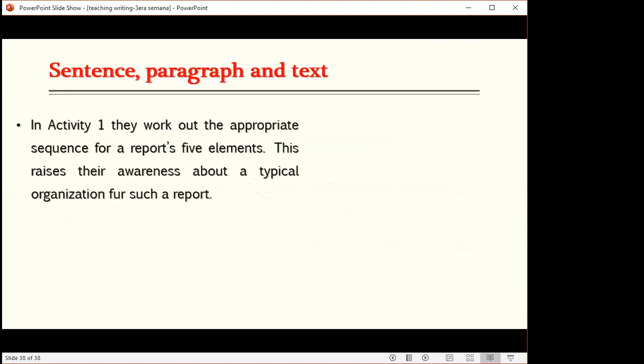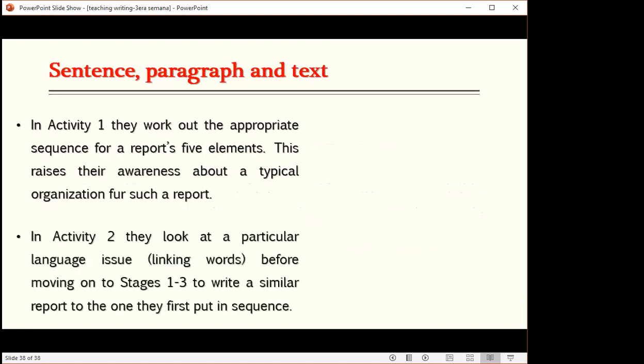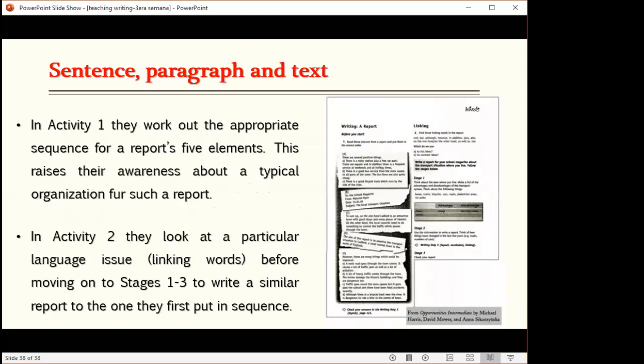In activity 1, they work out the appropriate sequence for a report's 5 elements. This raises their awareness about typical organization for such a report. In activity 2, they look at a particular language issue, linking words, before moving on to stages 1 and 3 to write a similar report to one they first put in sequence.